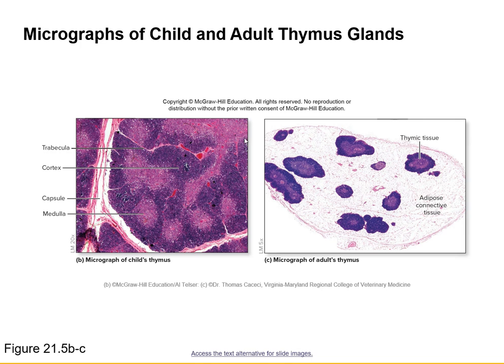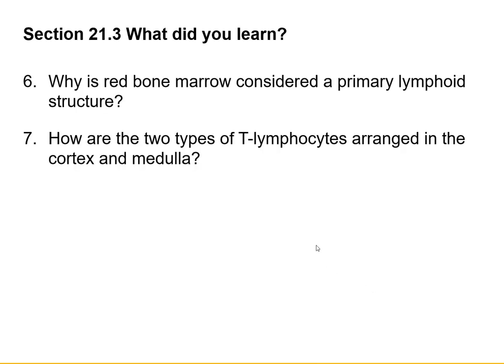The big thing to notice is the amount of functional thymic tissue between the child on the left and the adult on the right. In the child on the left, you can see the cortex, this dark purple region, and the medulla, this lighter pink-purple region. Whereas in the adult, you see similar things, but much more of it is adipose tissue, much more is fat. Okay, so consider these questions. We'll stop here with this short part, and then we'll pick up and begin talking about some of those secondary structures as well.